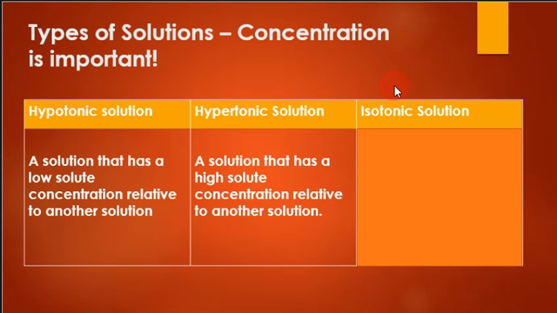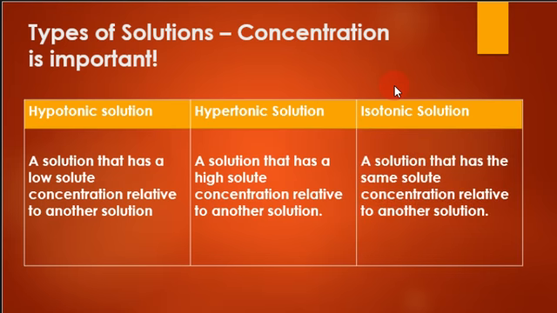And then isotonic means it's even. The solution has the same solute concentration relative to another solution. In the human body and living things, because we are talking about biology here, they like to be in an isotonic environment. They don't want it too stressful by having too high a solute concentration inside or outside. They want everything nice and even. Remember, we call that homeostasis. We want to achieve homeostasis.